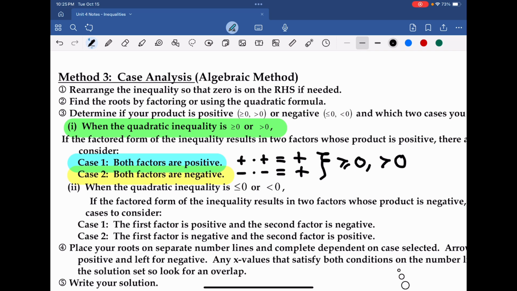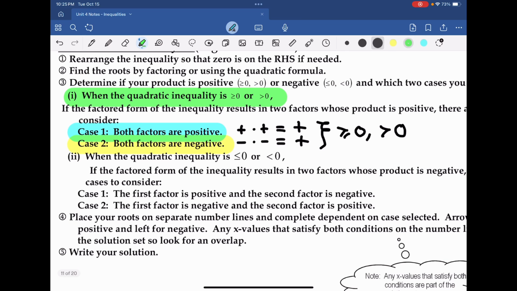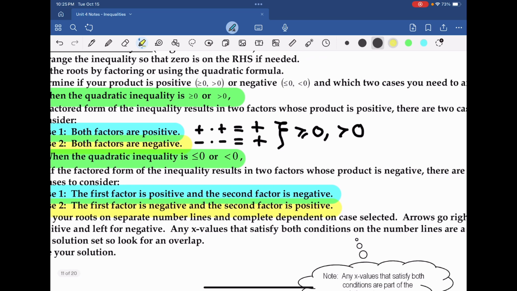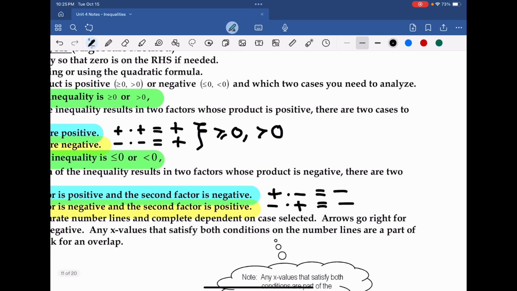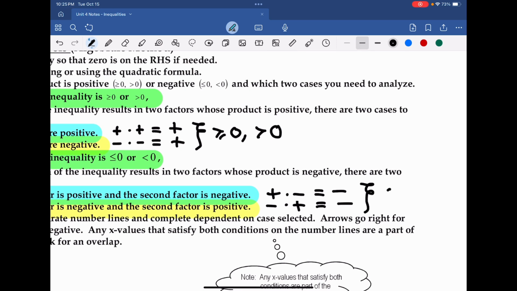In the opposite case, what if we see a situation where it's going to be less than 0 or less than or equal to 0? This happens when we have the following situation. Either the first factor is positive and the second is negative, or the first factor is negative and the second is positive. Using some symbols here, let's do that off to the side. The first factor is positive, the second is negative. This will equal a negative, or something that's less than 0. The other situation is negative times a positive, which will give us a negative. And in both situations, we realize that this will be less than or equal to 0 or less than 0 because it's representing a negative value.